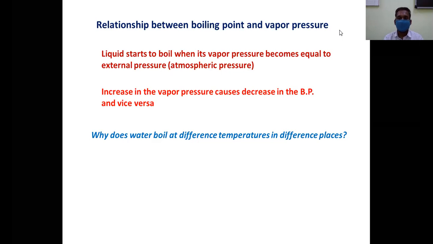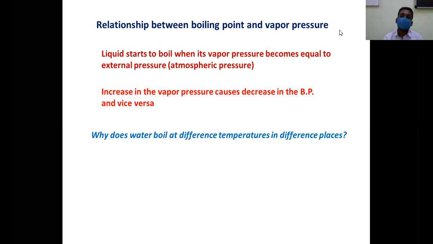So that's what happens. These are the things we know about pure liquids: how the liquid starts to boil when its vapor pressure becomes equal to atmospheric pressure. So you have to heat it a bit. But this concept of vapor pressures and boiling point, we will extend it to solutions now.